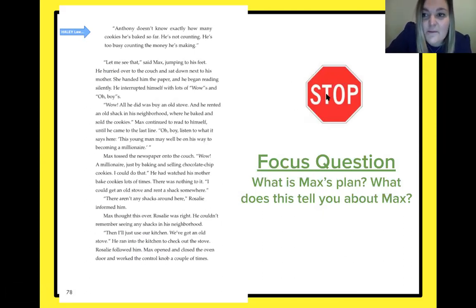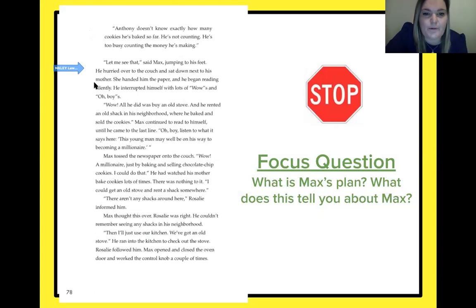So we're going to stop because we have a focus question. What is Max's plan? So just by reading that question first, I realized Max is about to make a plan. And we have to figure out that this plan tells us something about Max. Let me see that, said Max, jumping to his feet. He hurried over to the couch and sat down next to his mother.